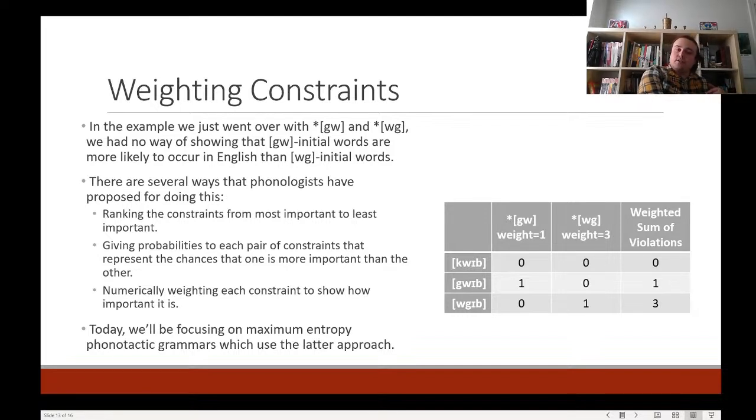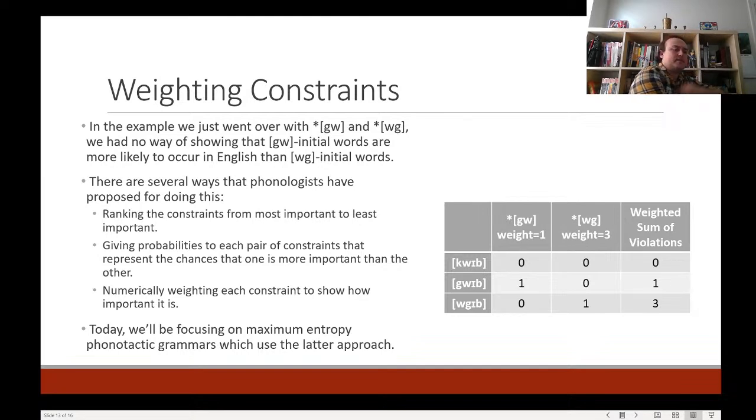One is ranking the constraints from most important to least important and having that factor into the judgments that your grammar predicts. Another is giving probabilities to each pair of constraints, and those probabilities represent the chance that one of those constraints is more important than the other when judgments are being made. And the last one, the one that we're going to be focusing on today, is numerically weighting each constraint to show how important it is. This is called a maximum entropy phonotactic grammar. It's also sometimes called a harmonic grammar. And this is the approach that we're going to be focusing on in this class.